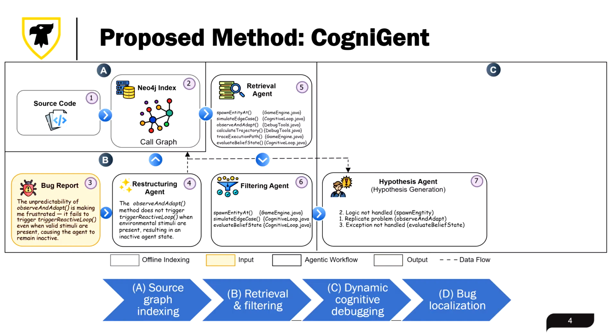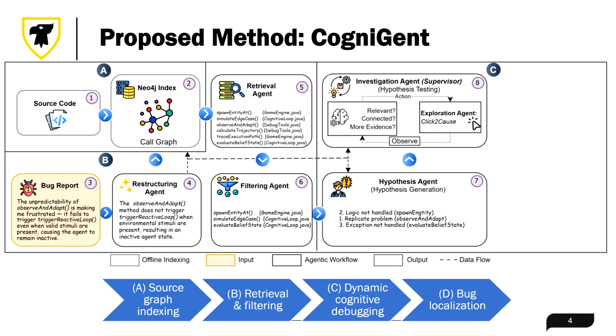So that means it will look at the candidate code segment, and it will also look at the faulty behavior in the bug report. And then it will try to hypothesize about the root cause of the bug. So it will try to generate a hypothesis that will connect that bug with that candidate code segment. Okay. And then we introduce another agent called the investigator agent.